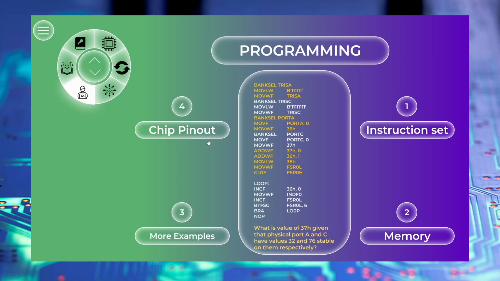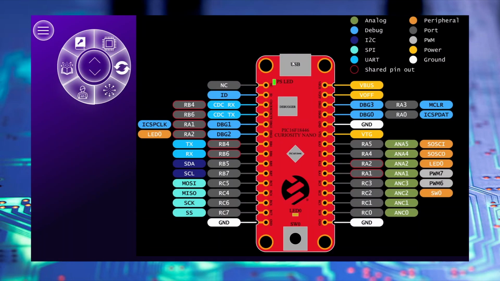Another thing that is very important to focus on is the Curiosity Nano. Let me say the chip itself, its pinout. You will get this from Veronica. This is our guy right here, the microprocessor.